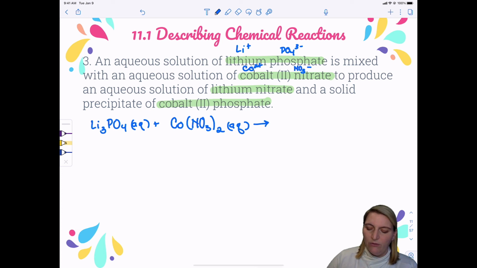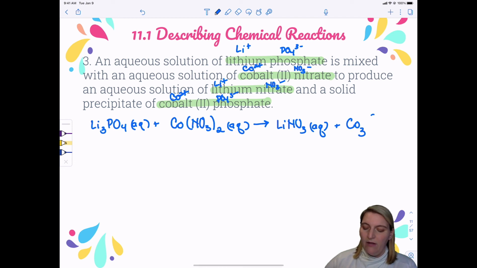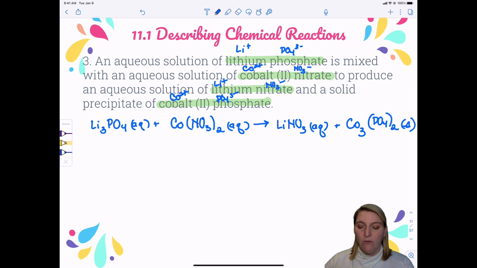And then it says that it produces, so that's where my arrow goes. Lithium nitrate, lithium is plus 1. Nitrate is 1 minus. So LiNO3, that is also aqueous. And then cobalt-2 phosphate, and that is solid. So Co3(PO4)2, and that's going to be a solid. So that's taking that word equation and translating it into a skeleton equation.